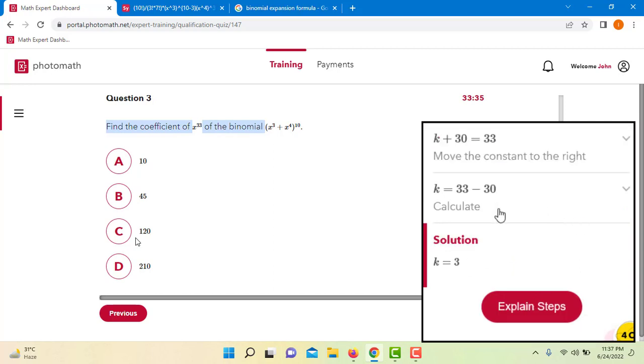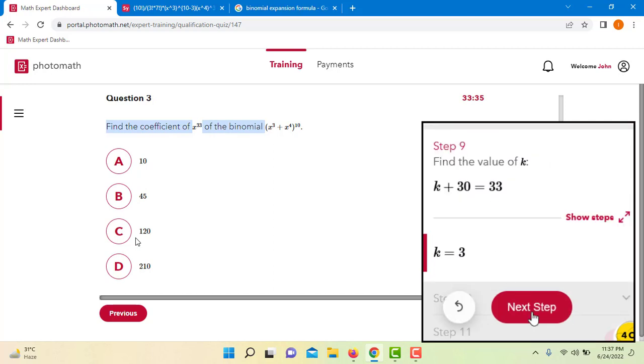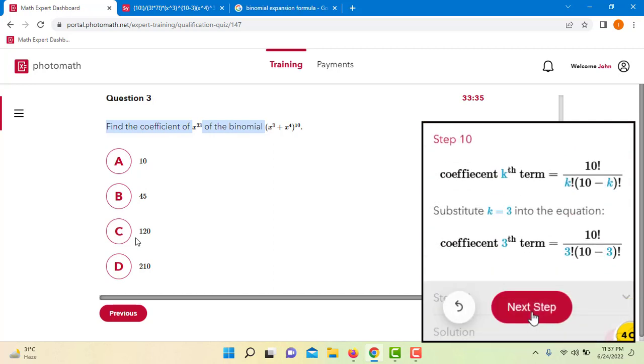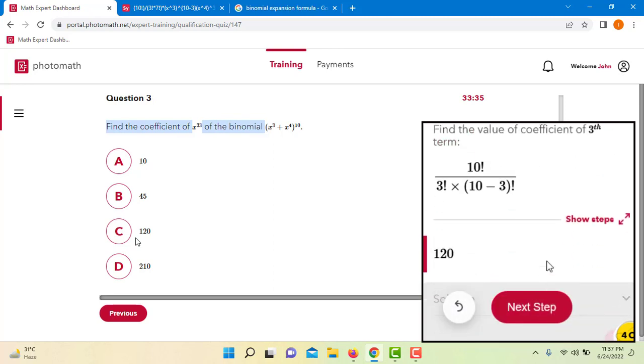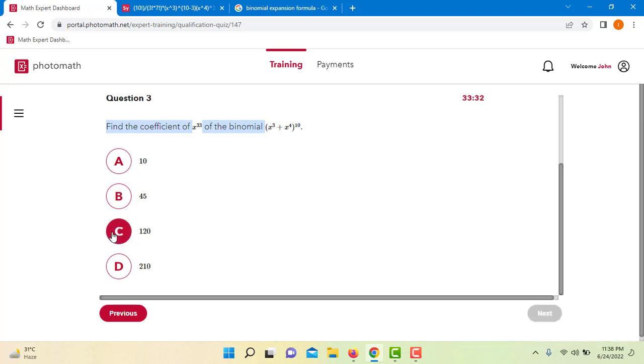Find the value of k. So the third literal coefficient of the binomial expansion is the one having expression x power 33. Substitute the value of k into the kth coefficient formula and find the coefficient of the third term. Using the solver, the value of coefficient is 120. Therefore, the correct option is C.